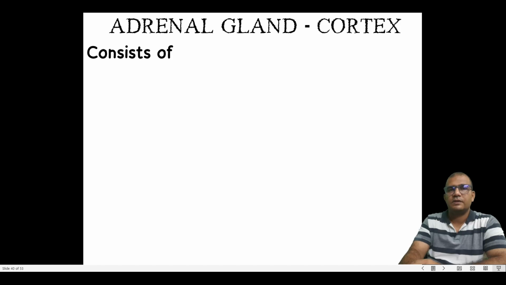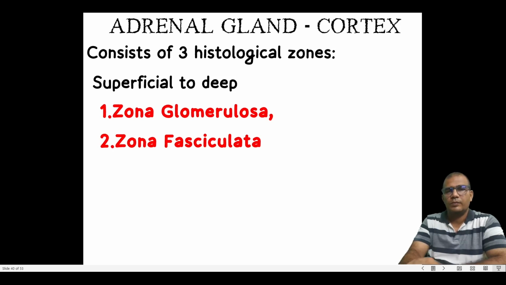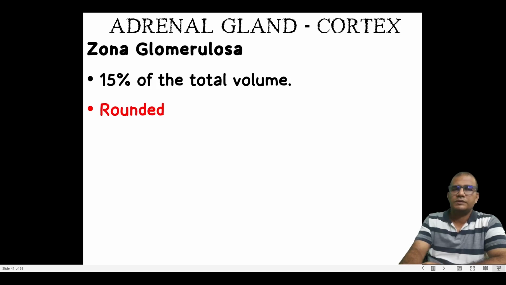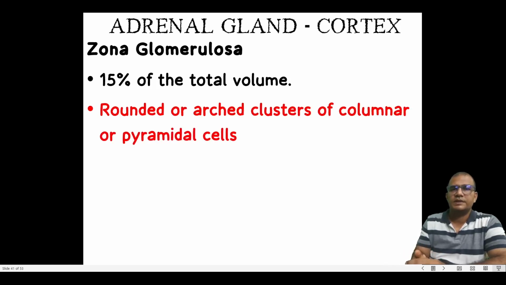The cortex consists of zona glomerulosa, zona fasciculata, and zona reticularis. These names are from superficial to deep. Zona glomerulosa consists of 15% of the total volume of the gland, and it shows the presence of rounded or arched clusters, or we can say umbrella shaped clusters, of columnar or pyramidal cells.